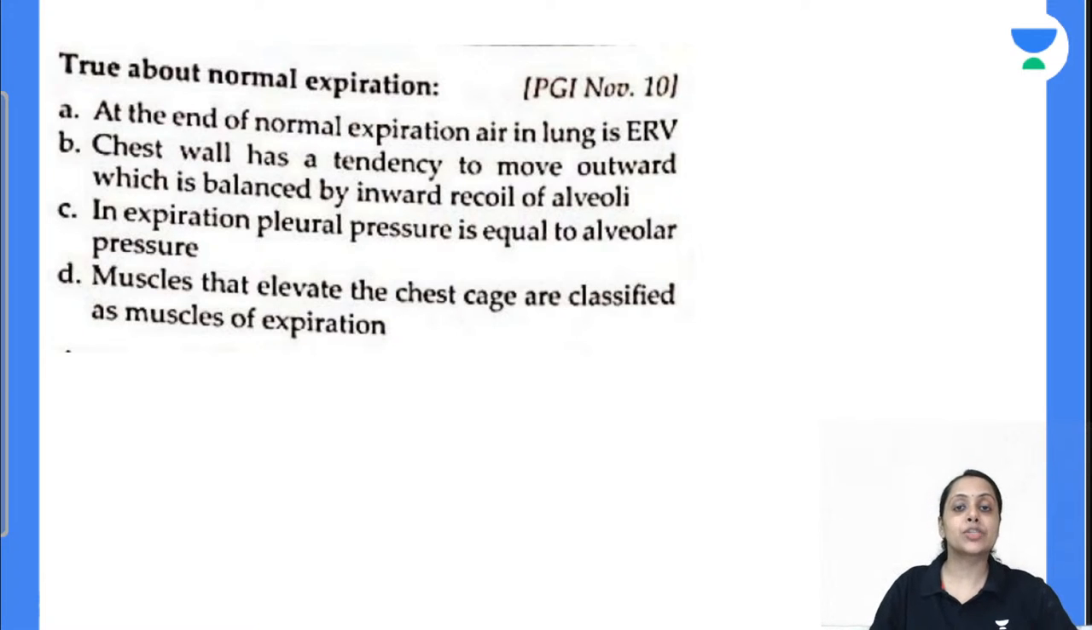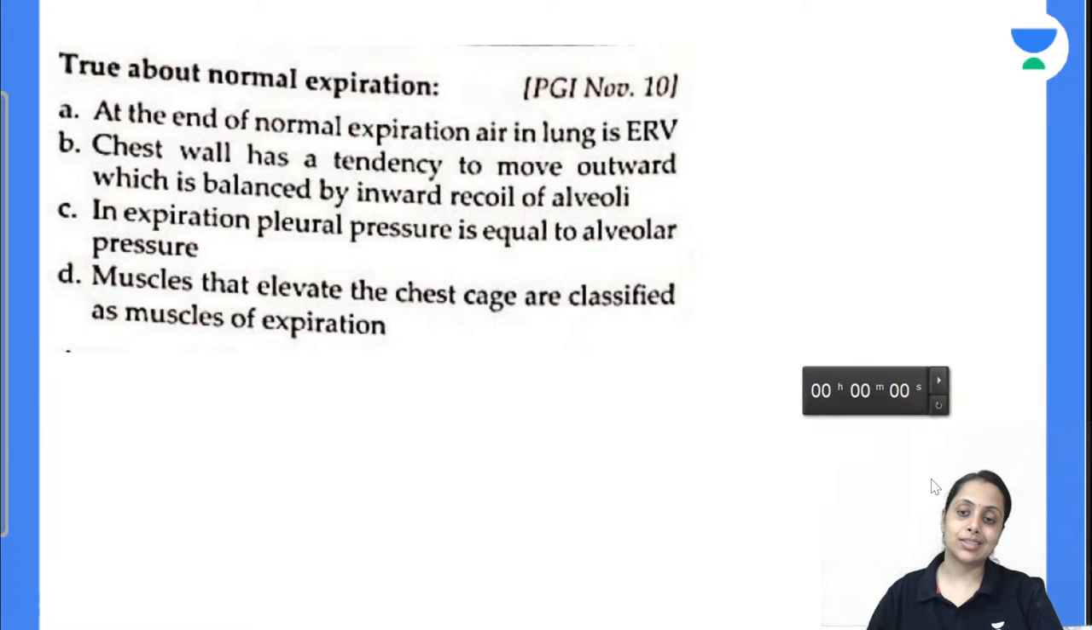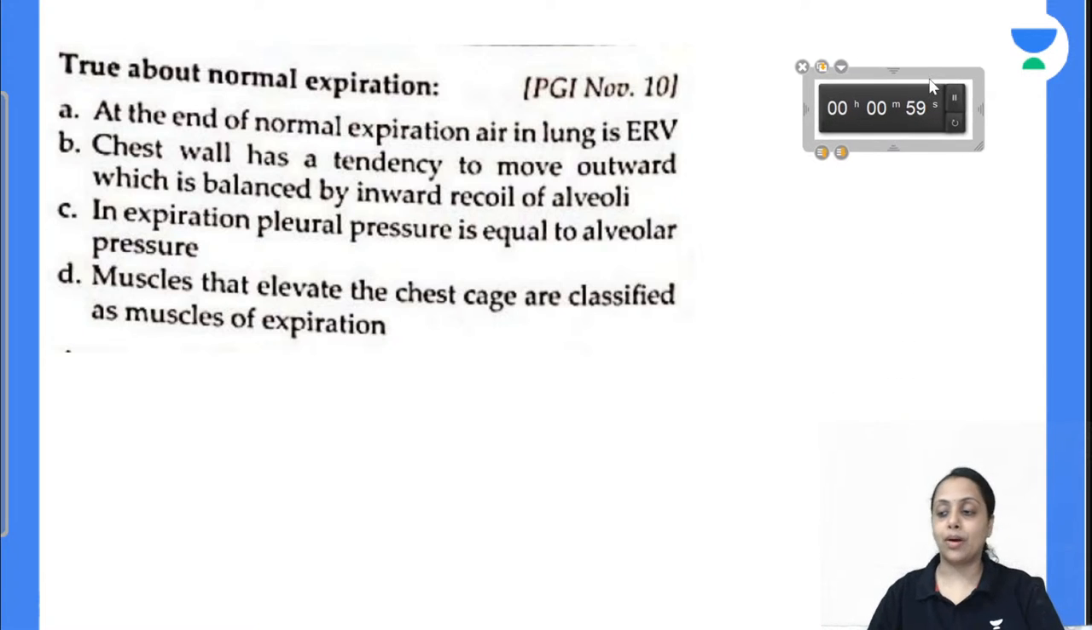True about normal expiration. At the end of normal expiration, volume in lung is expiratory reserve volume. Chest wall has tendency to move outward, which is balanced by inward recoil of alveoli. In expiration, pleural pressure is equal to alveolar pressure. Muscles that elevate the chest cage are classified as muscles of expiration. Will everybody answer this question? True about normal expiration. Do reply fast.